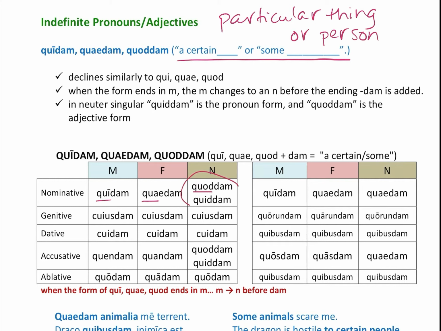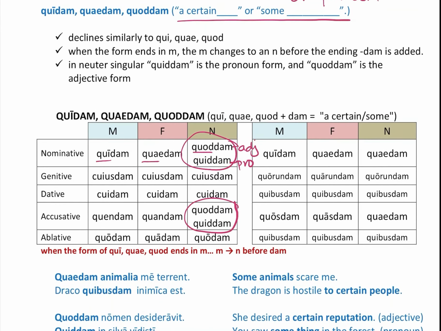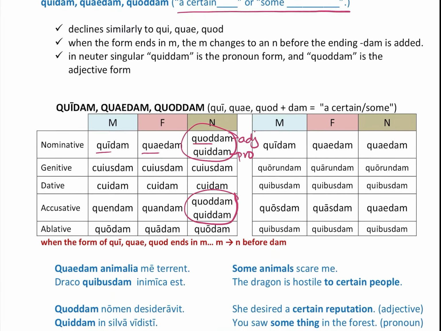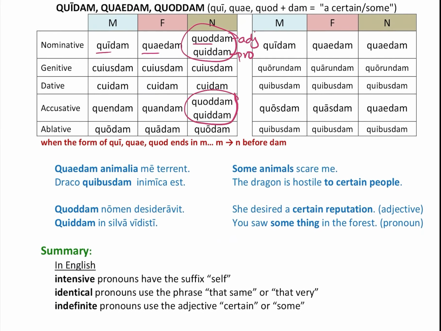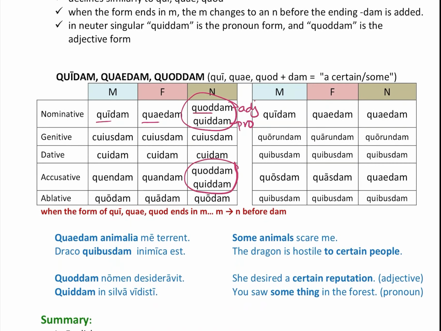One thing to note is take a look here in the neuter singular, nominative and accusative. Quiddam is the pronoun form, and I'll show you how that works. And quoddam is the adjective form, because remember all of these can act as adjectives or pronouns. So they can modify another word or they can stand alone as a pronoun. So again, when the form ends in m, the m changes to an n before the ending, and dam is added. Okay, fill out your charts, and let's talk about the questions here.